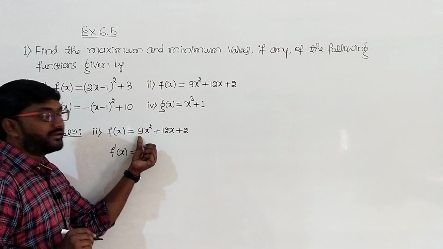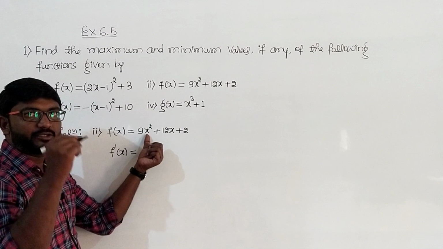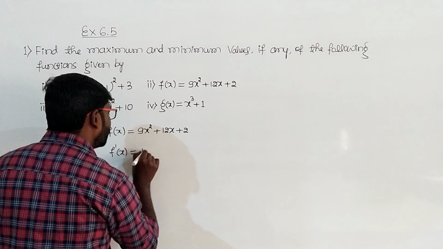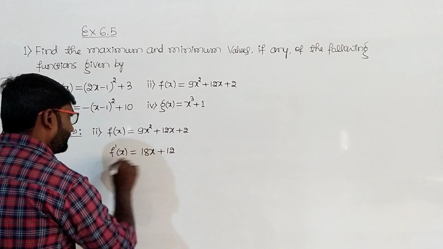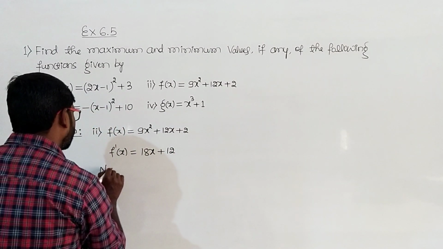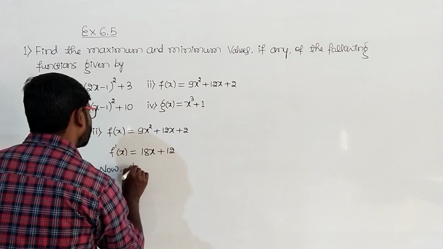so write 9 as it is, the derivative of x square will be 2x. So 2 into 9 it is 18. You get 18x plus 12. Now equate this with 0 to get the critical point. Now f dash of x equal to 0.